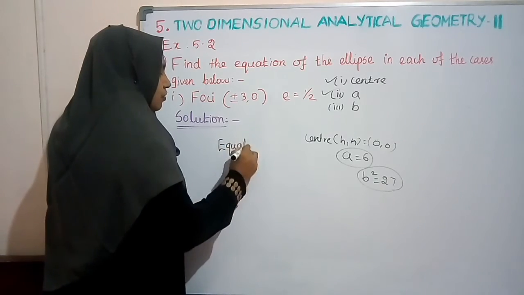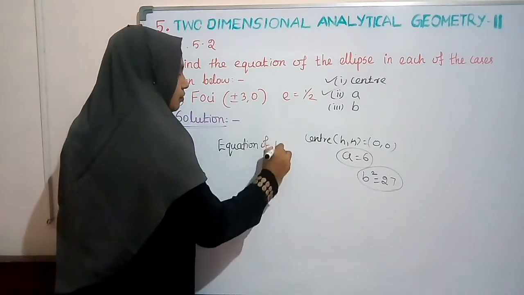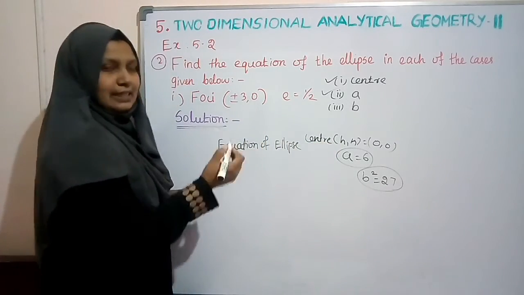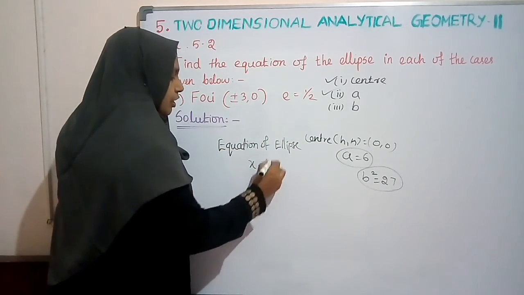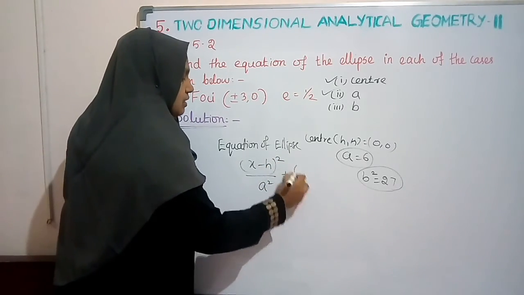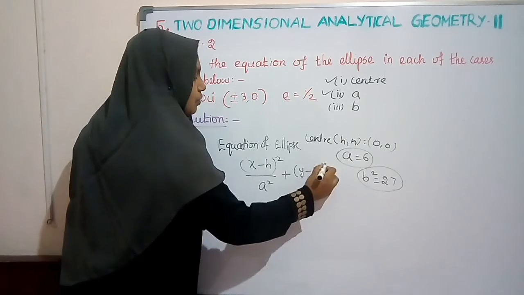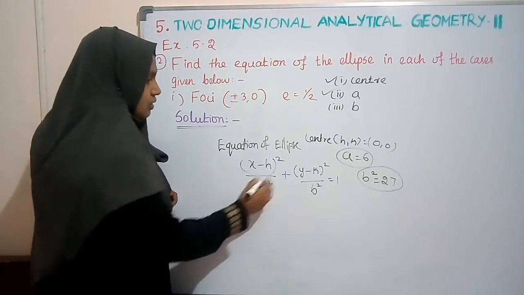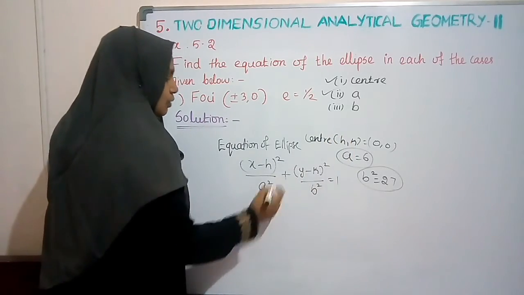What is the equation of ellipse? Always we can write using the center h comma k. So I am writing (x minus h) the whole square by a square plus (y minus k) the whole square by b square is equal to 1. Just substitute this h comma k as 0 comma 0.